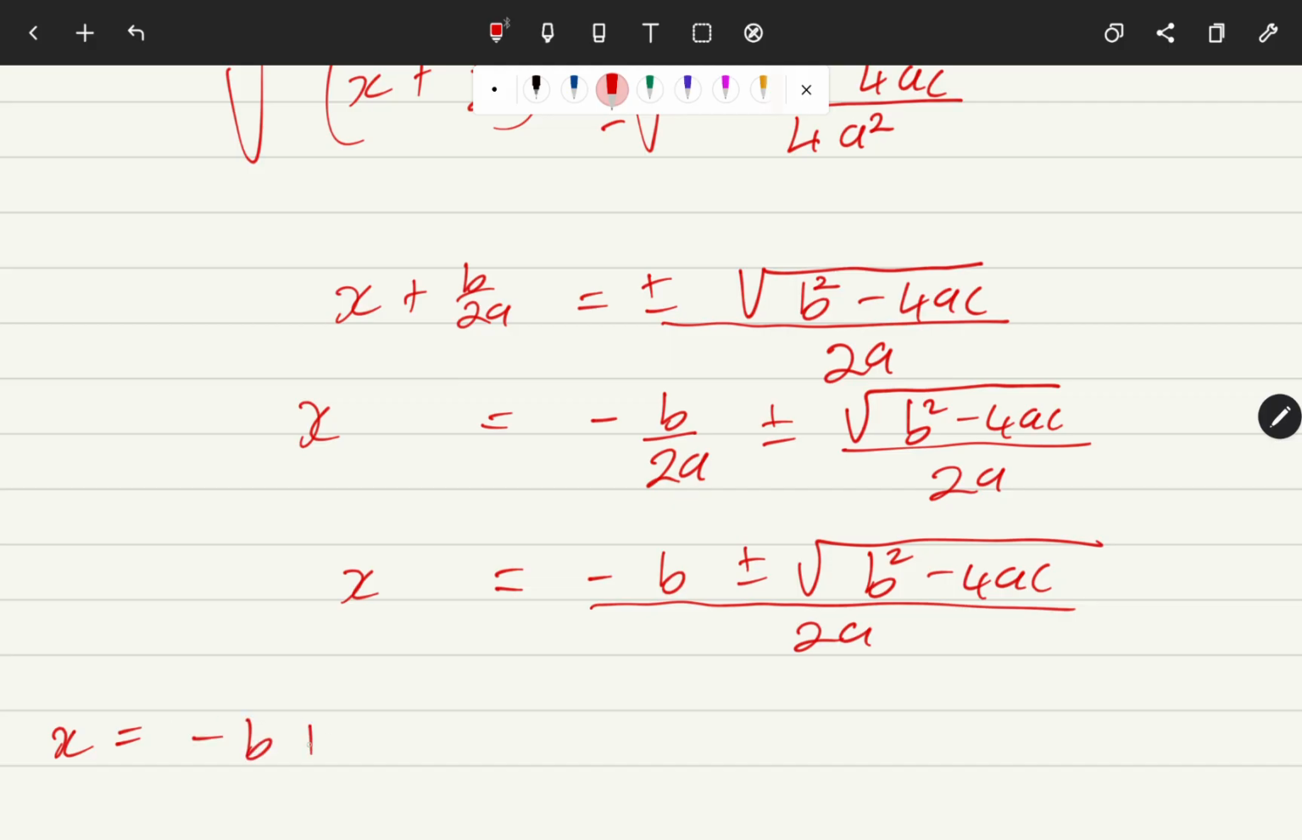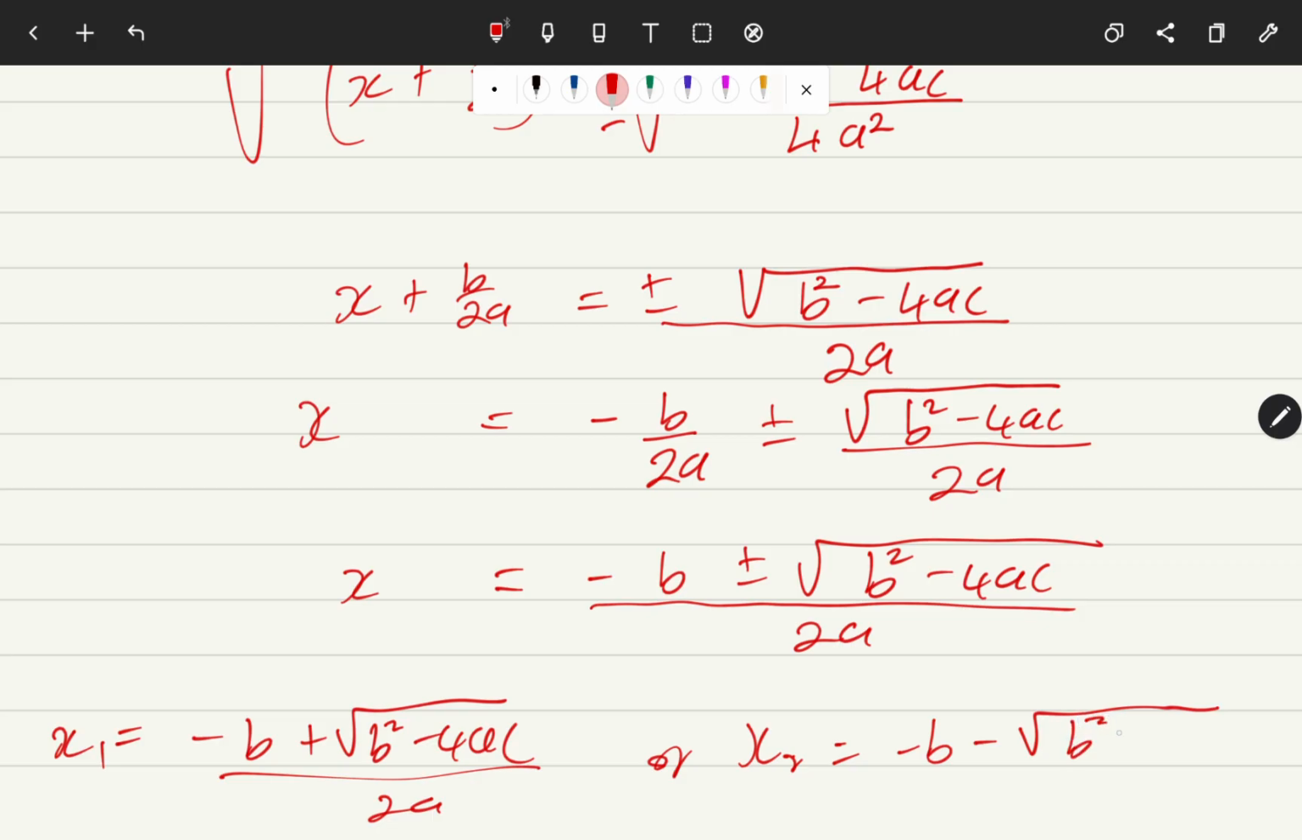Minus b plus square root of b squared minus 4ac divided by 2a, or you have your x1. And x2 being, what? Being minus b minus square root of b squared minus 4ac, the whole thing divided by 2a, and you are done. So just know this thing, guys.